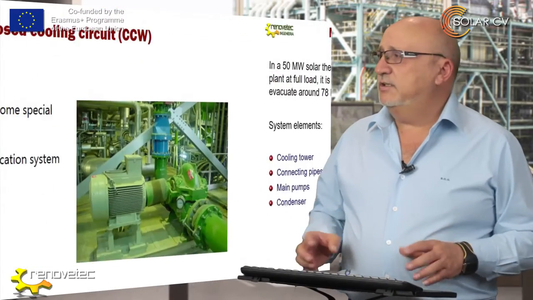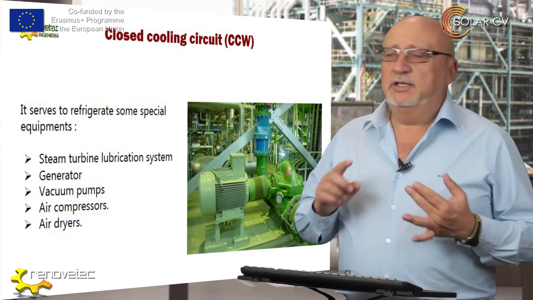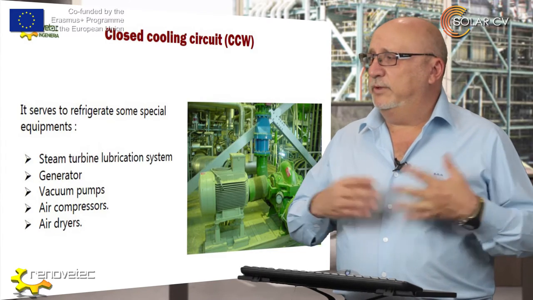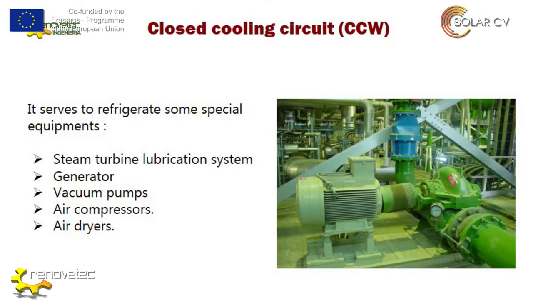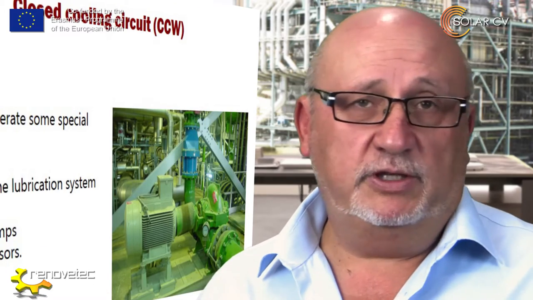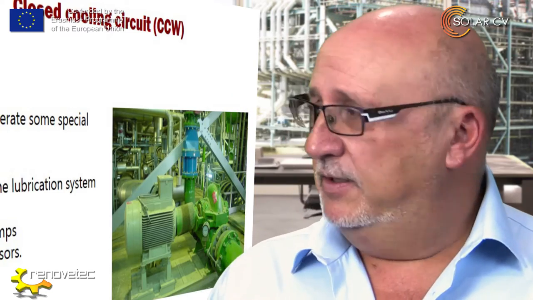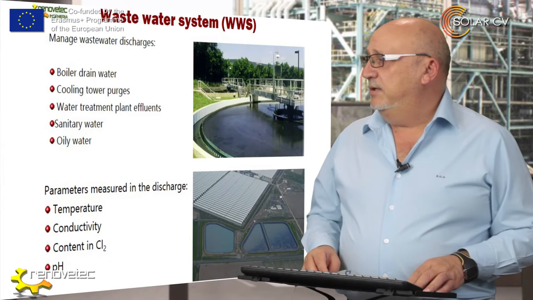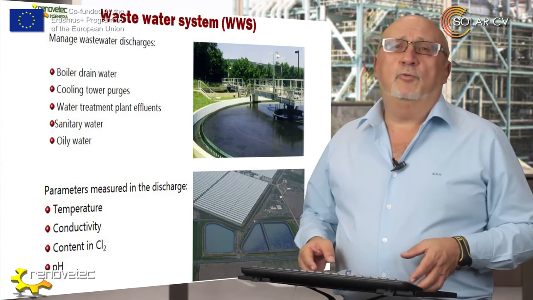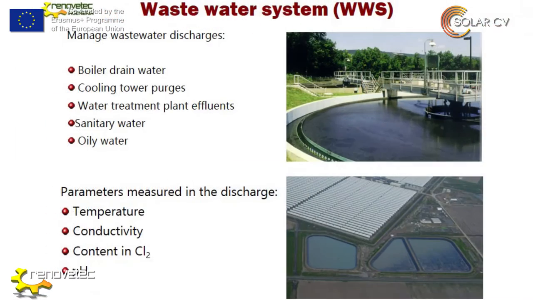The closed cooling water serves to refrigerate some special equipment, like the generator, the lubrication system, vacuum pumps, air compressor, air dryer, etc. All these elements we need to cool, because they consume more energy than they use. Then there is a special circuit that finally goes to the cooling tower, but there is a special circuit to cool all this equipment. The wastewater system is the system that recovers all the wastewater that we have at some points and puts this water in a safe way into the environment.